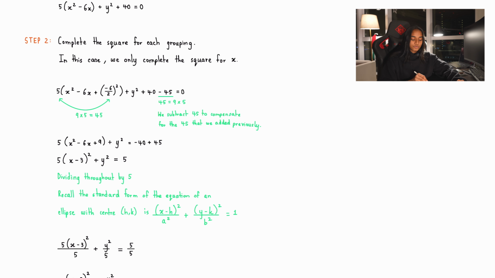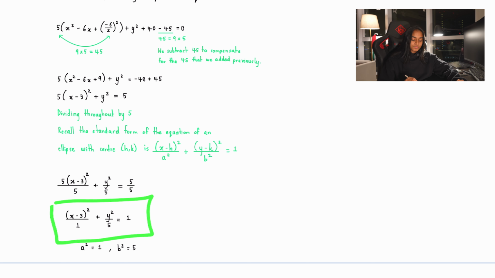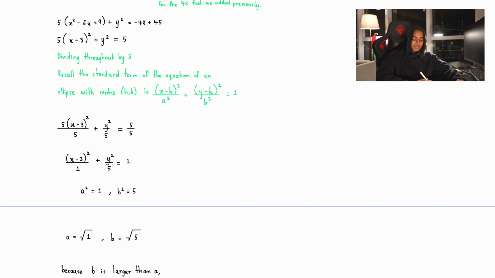And then remember, we have to recall the standard form of the ellipse. The equation of an ellipse with center (h, k) is this, which is what we were looking for. We were trying to put it into this form, and we did so. Now we can see that a squared is equal to 1 and b squared is equal to 5. So we know that a is equal to the square root of 1 and b is equal to the square root of 5.